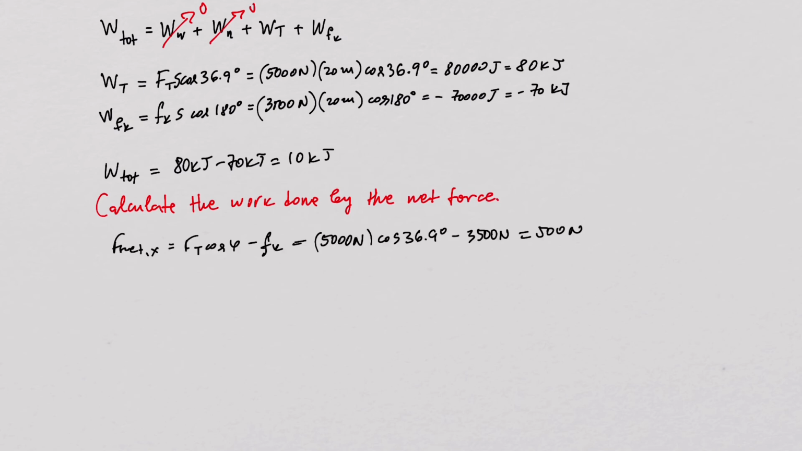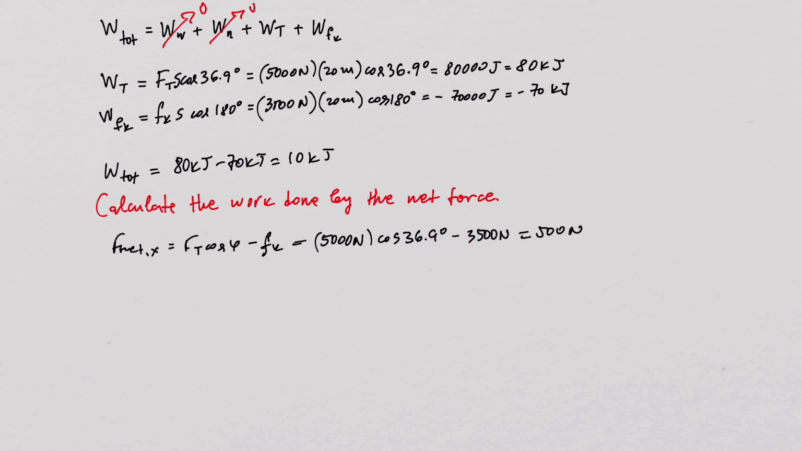I just need to calculate the net force in the x direction, because in the y direction the net force did not do work since the displacement is perpendicular to that force. But in the x direction, the net force is the component of the force in the chain parallel to the displacement minus the kinetic friction force. So this is 5,000 newtons cosine of 36.9 degrees minus 3,500 newtons. That is equal to 500 newtons.